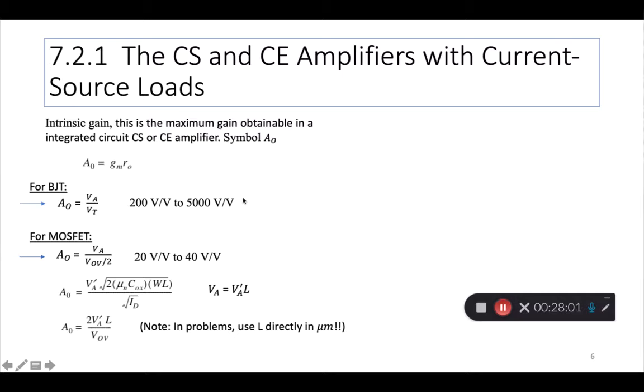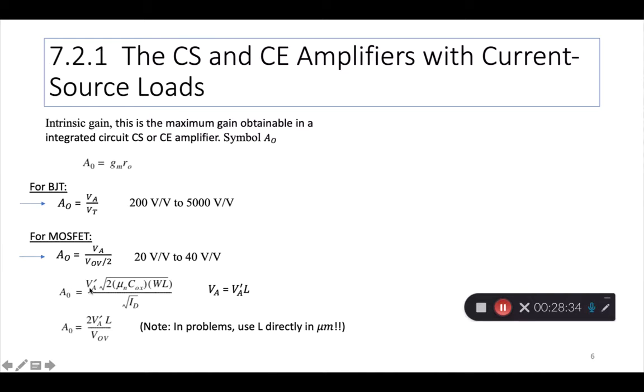Certain other advantages are in favor of the MOSFET, but at least as far as the gain goes, you can see the big difference in the intrinsic gain. So these formulas are in the textbook. Please take a look and become familiar. This is VA divided by VOV by 2, where VOV is the overdrive voltage for MOSFETs. It can also be shown to be this.